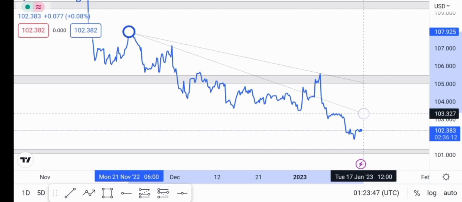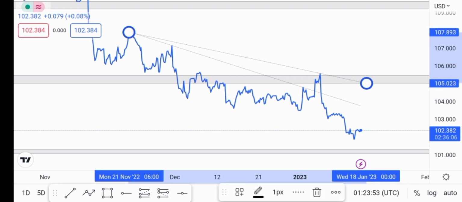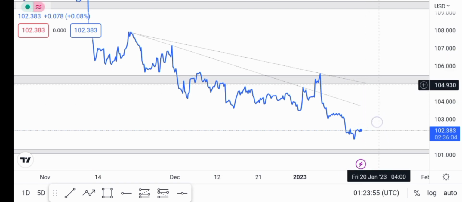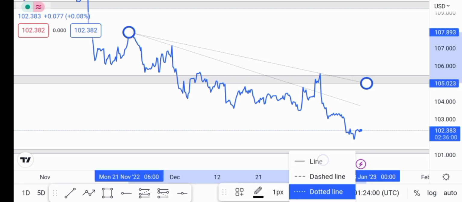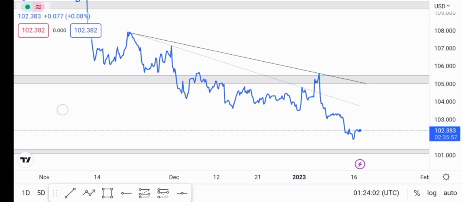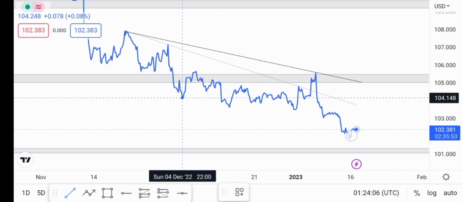But I'm just going to focus on this top one right over here, because it seems more significant as it runs around this level, which is our support level. So just change it to a line. Okay, so let us cater for the lower side as well.